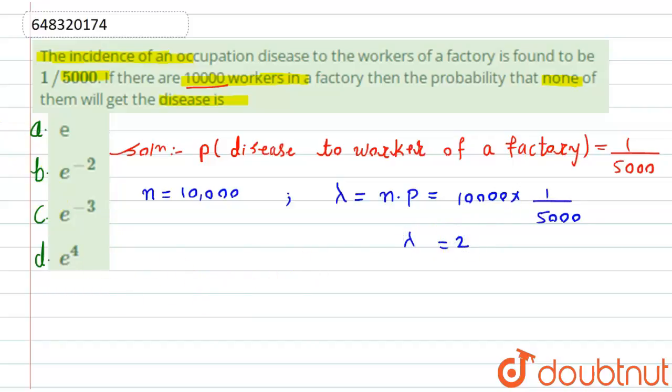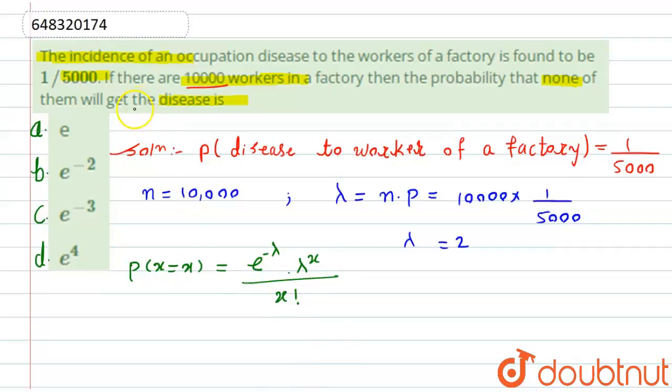Now we know one of the formulas, that the probability of X equals x is given by e raised to minus lambda into lambda raised to x divided by x factorial.